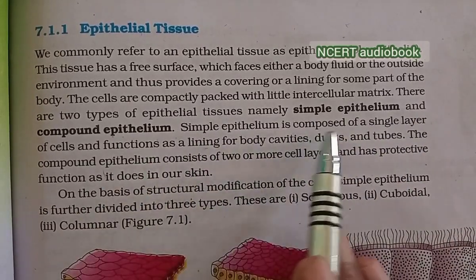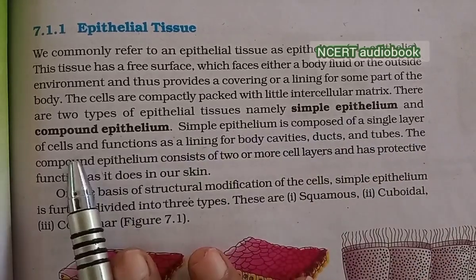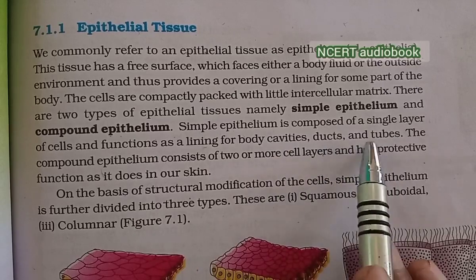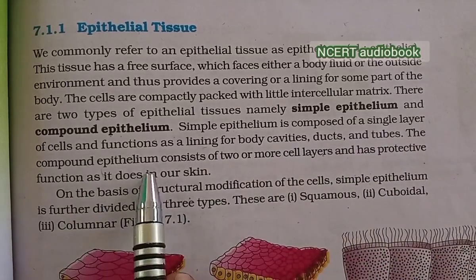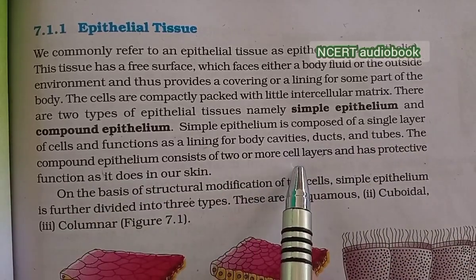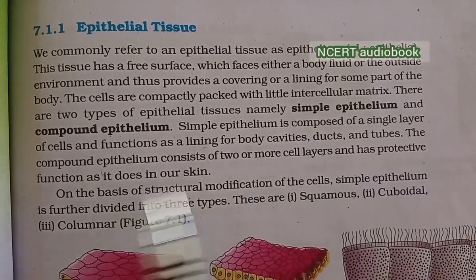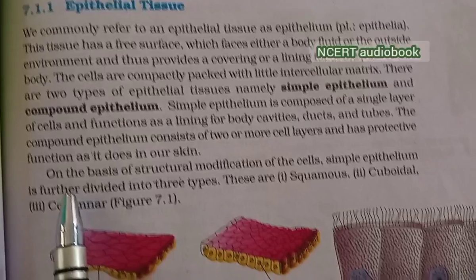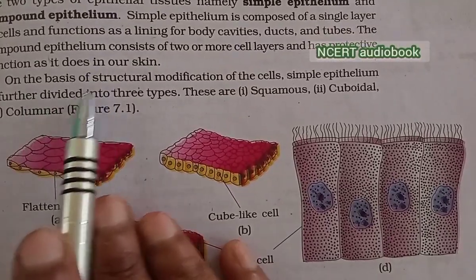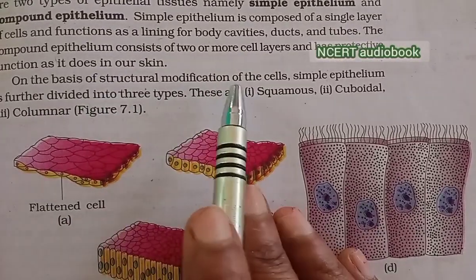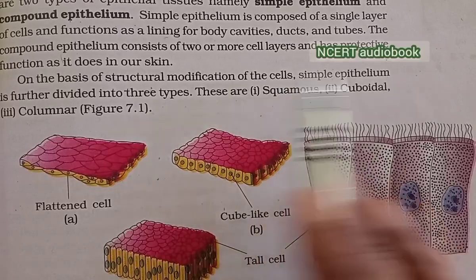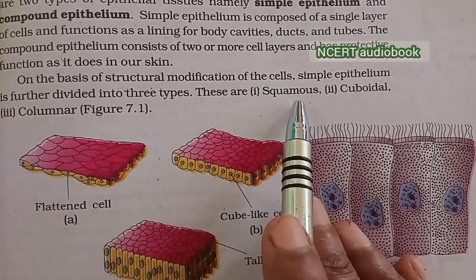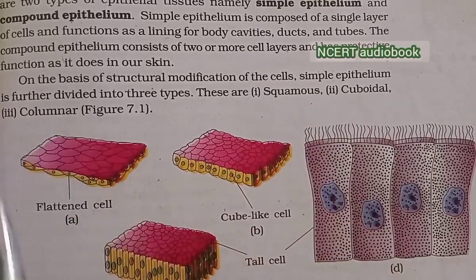Simple epithelium is composed of a single layer of cells and functions as a lining for body cavities, ducts and tubes. The compound epithelium consists of 2 or more cell layers and has a protective function as it does in our skin. On the basis of structural modifications of the cells, simple epithelium is further divided into 3 types. These are squamous, cuboidal and columnar.